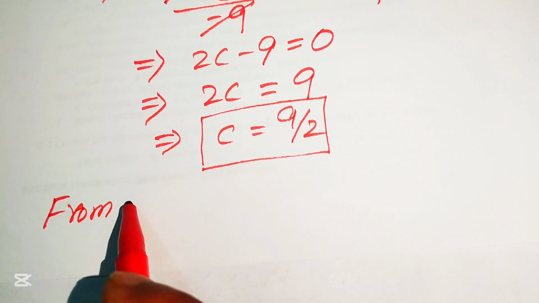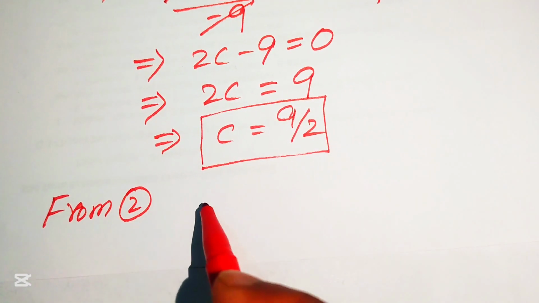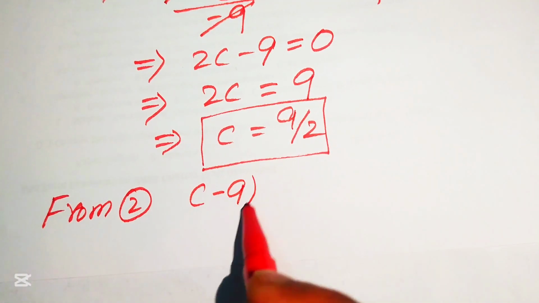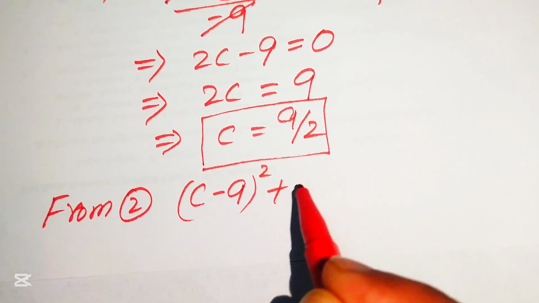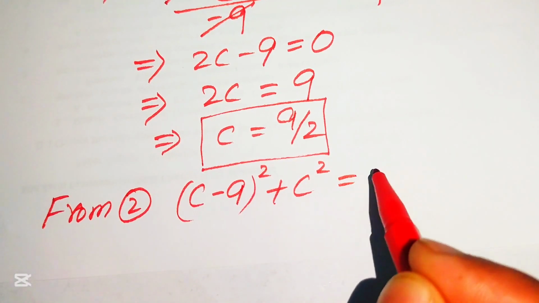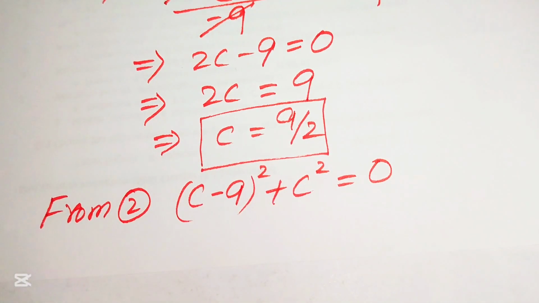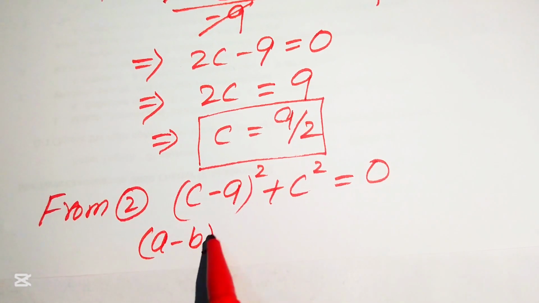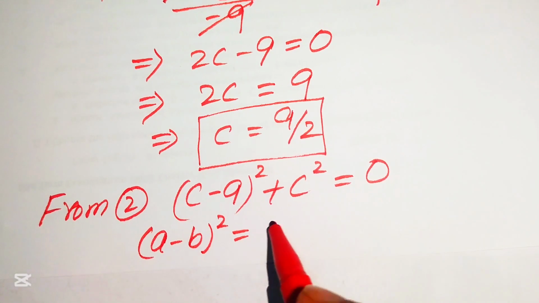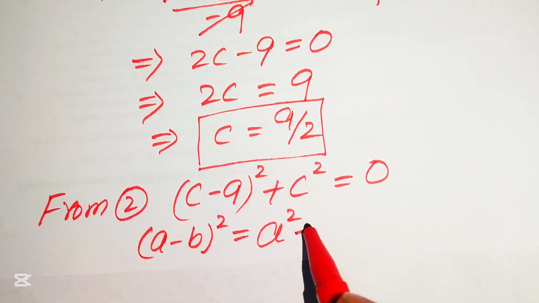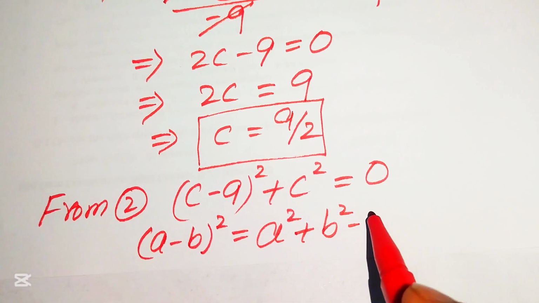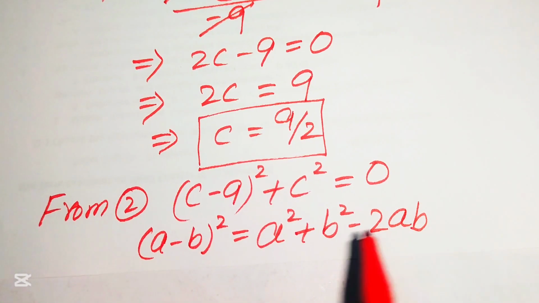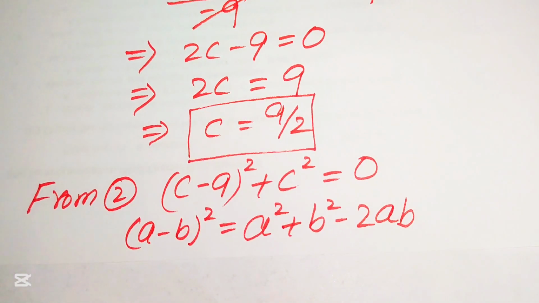So from equation number 2, we will first copy down the equation number 2 here: (c minus 9) whole square plus c square equals to 0. This is our equation number 2. And now here we will apply this algebraic formula: (a minus b) whole square equals to a square plus b square minus 2 times of ab.